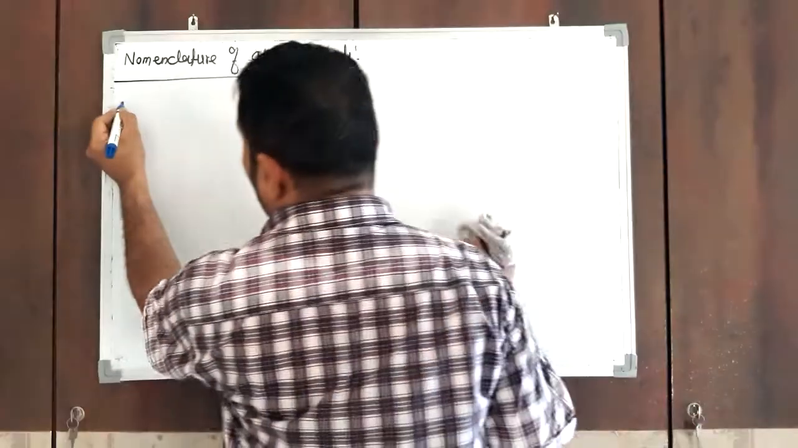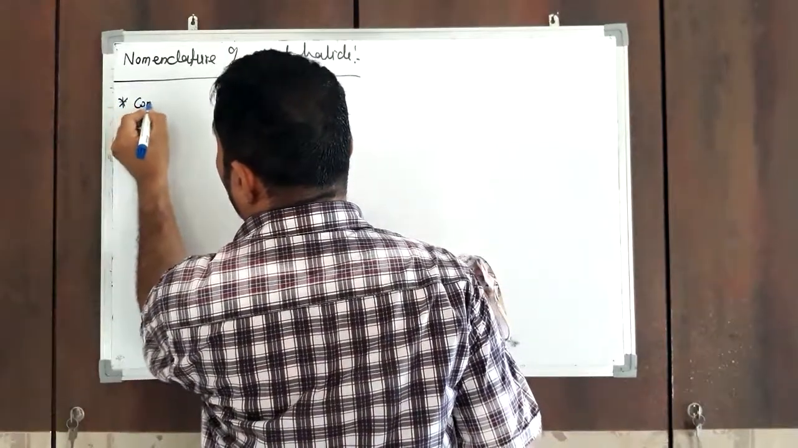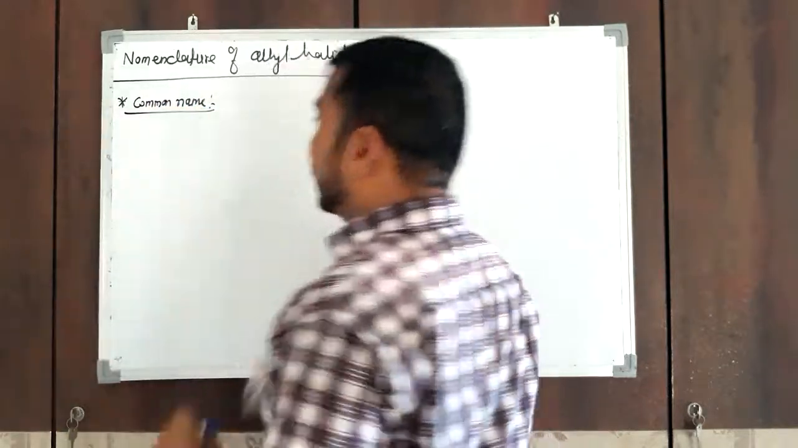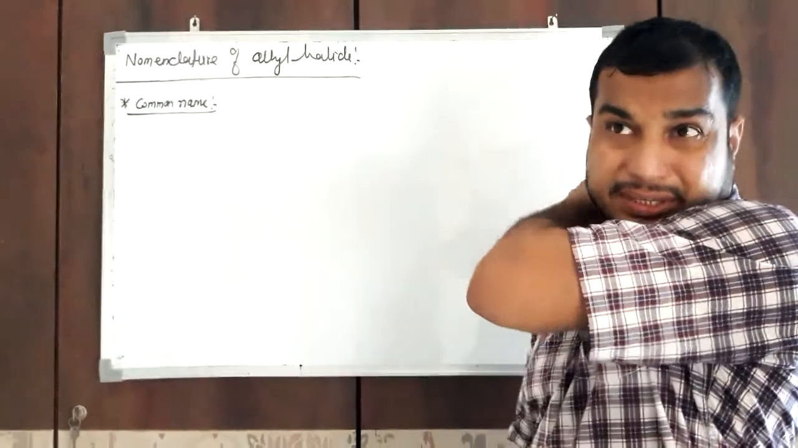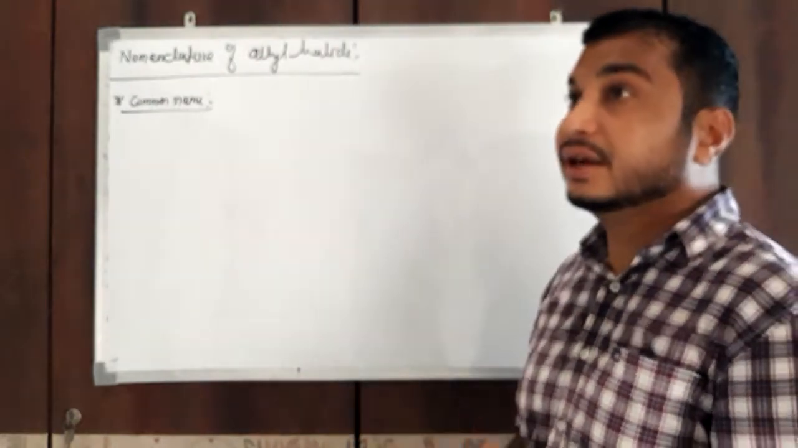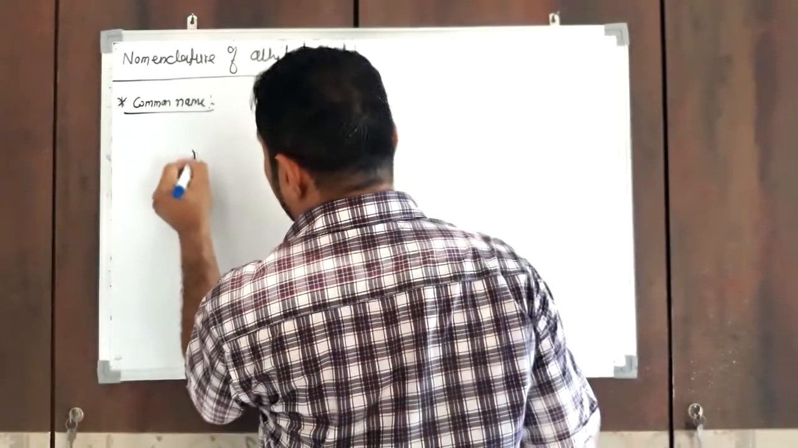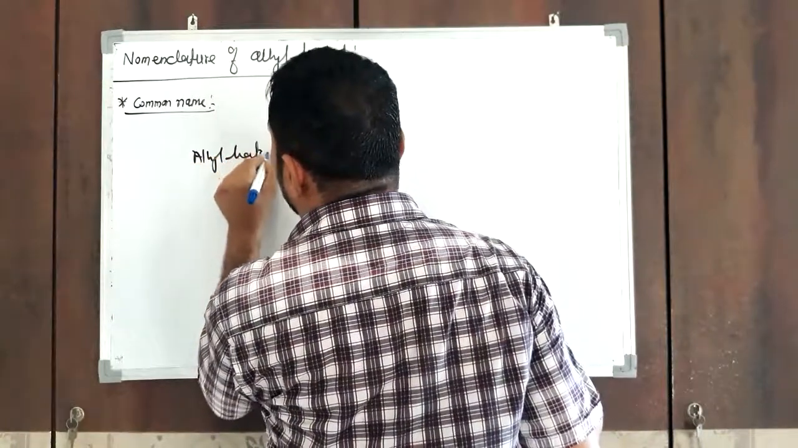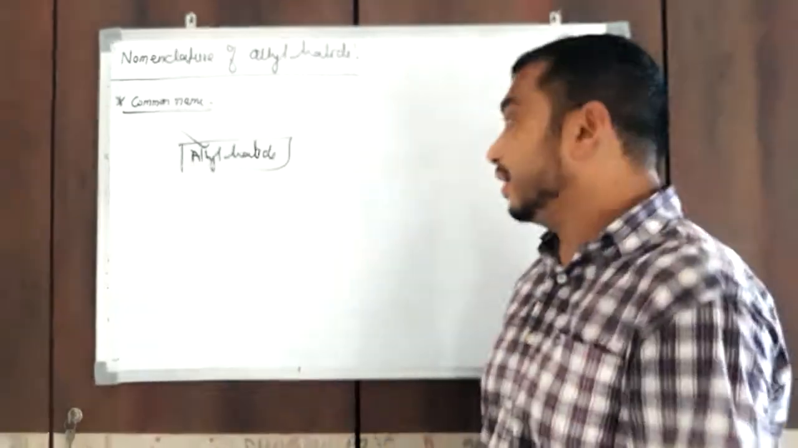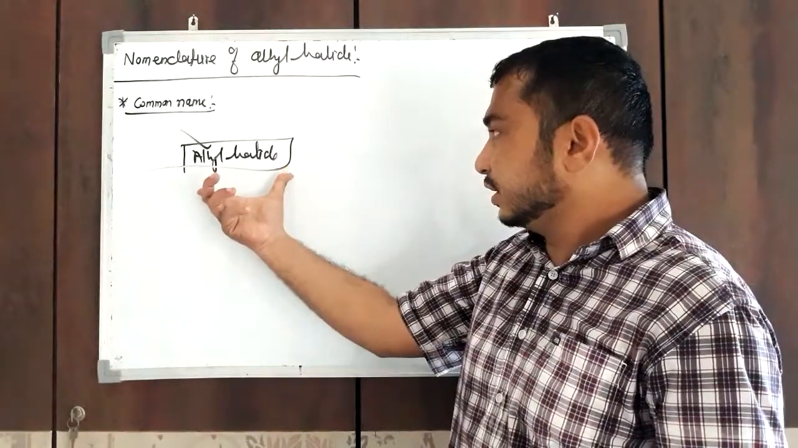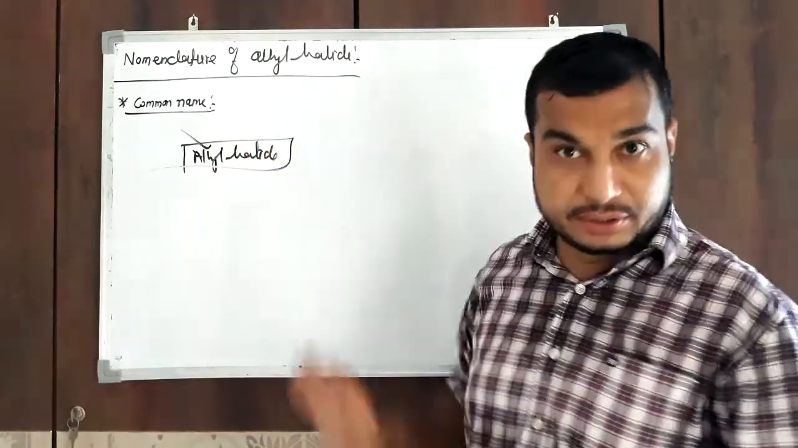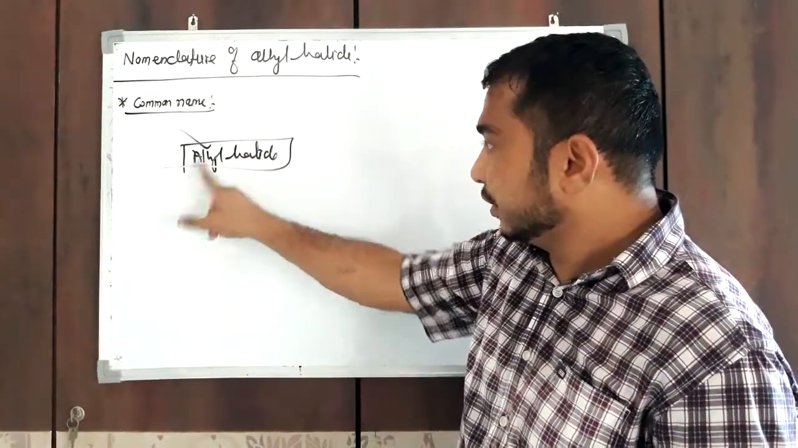First is common name. In this common name the monohalides or monohalogen derivative of alkane is named as alkyl halide pattern. Alkyl halide means we have to first name alkyl group followed by halides. Okay, so this is the pattern by which their name is given. Alkyl halide, first alkyl group and then halides.